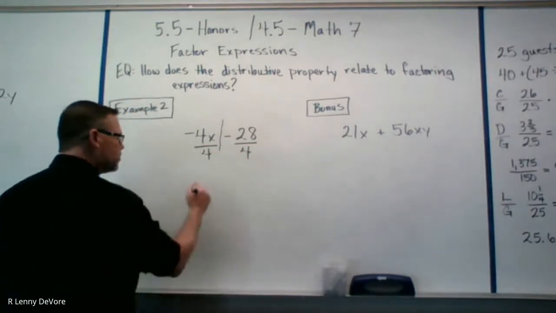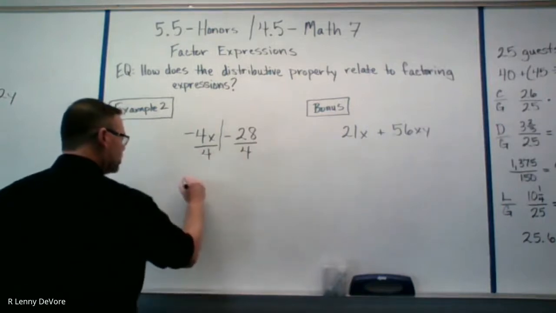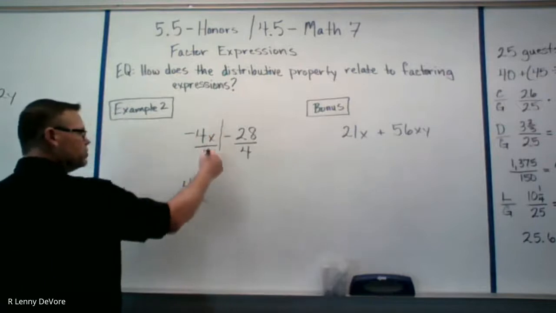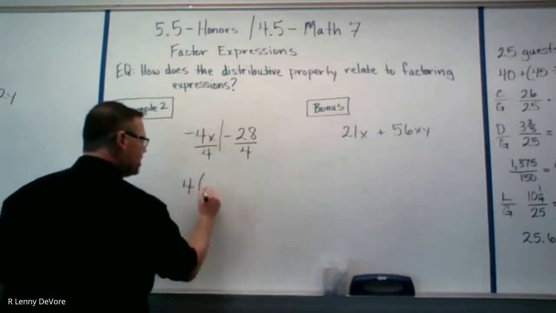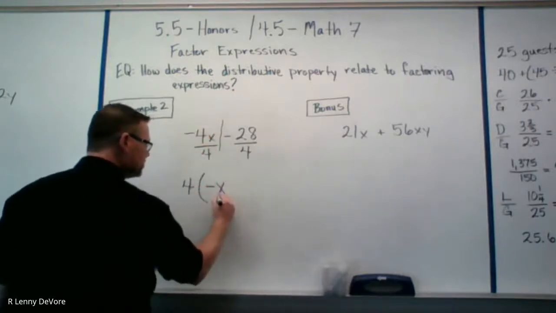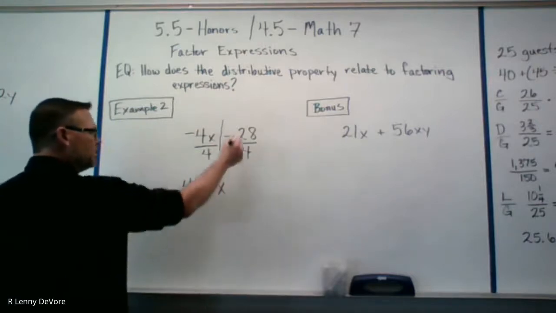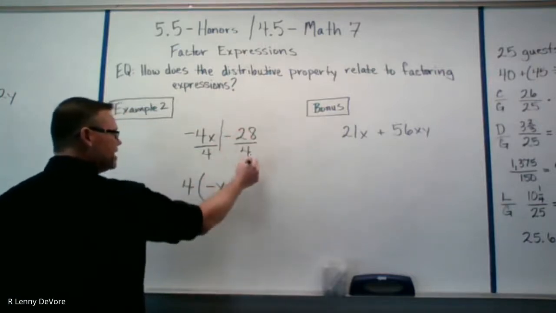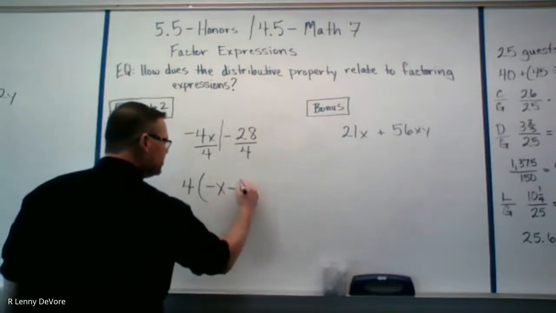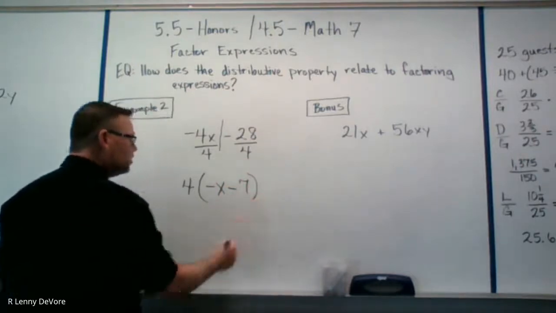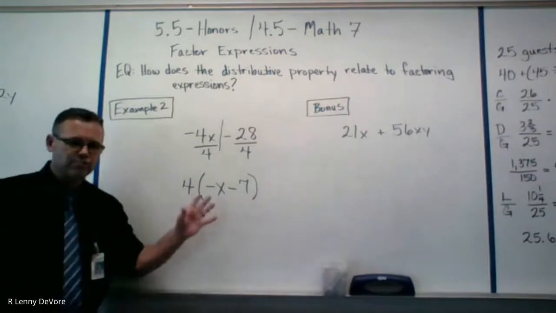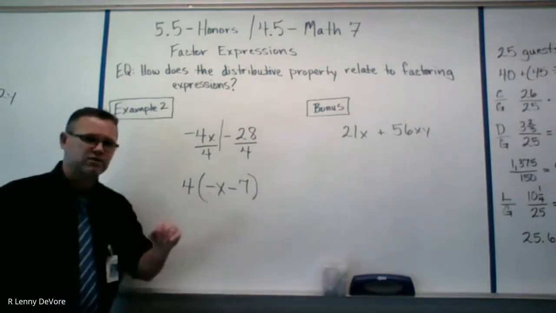Okay? So that 4, these two 4s, are going to come on the outside. Then I'm going to go through and divide it. This becomes a negative x. 4 divided by 4 is 1, negative x. 28 divided by 4 is negative 7. So that is one way I can do it. I'm just finding that greatest common factor.